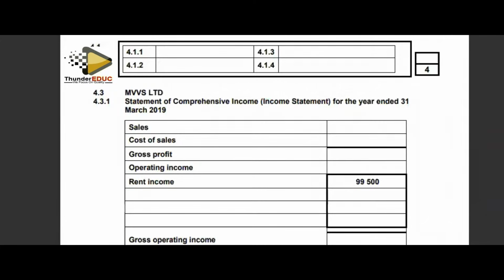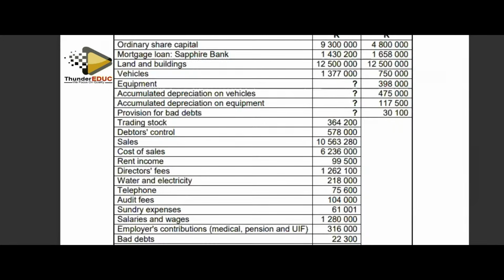In the trial balance, the sales figure is given as, let me see, where is the sales here? Sales is 10,563,280. Okay. Now this is 10,563,280. Now, what do we do? You need to check if there is any information affecting this figure.